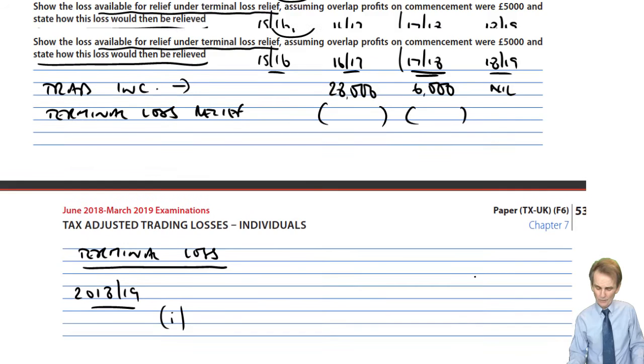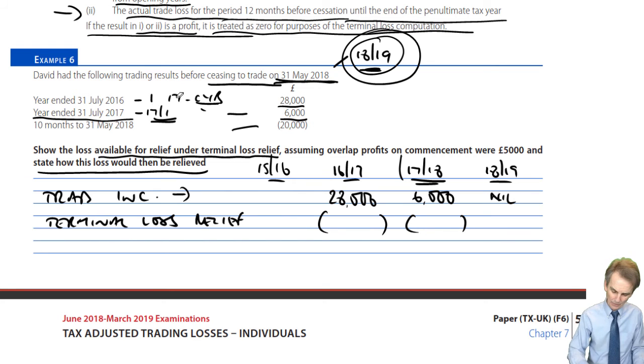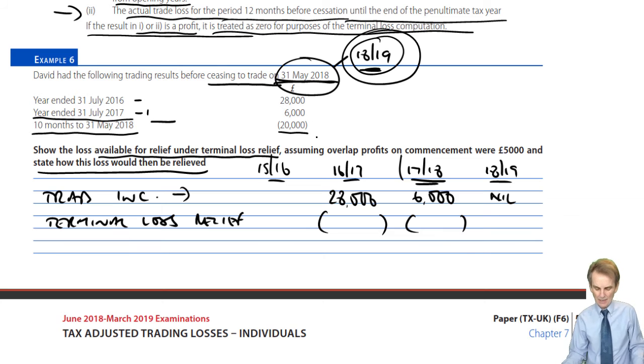First of all, let's have a look at what we've got here. Again, let's clear the next of all of that. What we know here is that we ceased trading on the 31st of May 18, and the final accounting period was the 10 months to May 18, in which we made a loss of 20,000. So 10 months to 31st of May 18, 20,000.